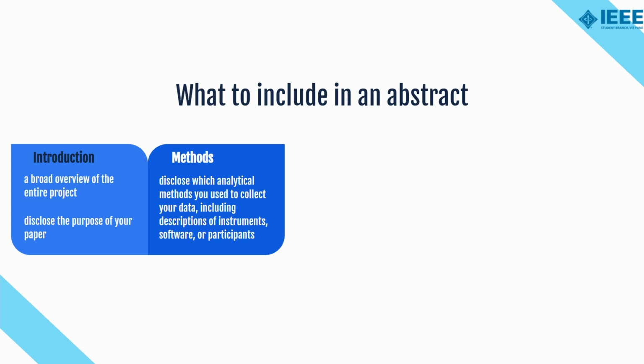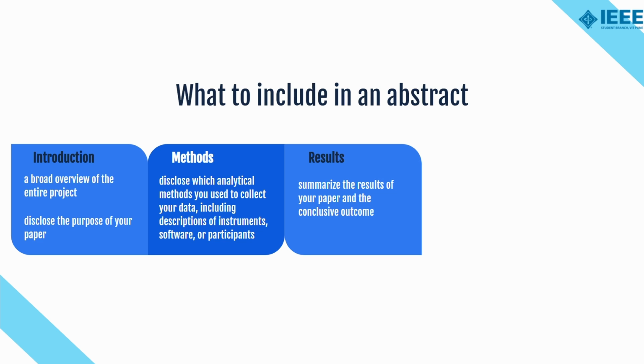to avoid plagiarism. Results. For informative abstracts, it is okay to give away the ending. In one or two sentences, summarize the results of your paper and the conclusive outcome. Remember that the goal of most abstracts is to inform, not entice. So mentioning your results here can help others better classify and categorize your paper.